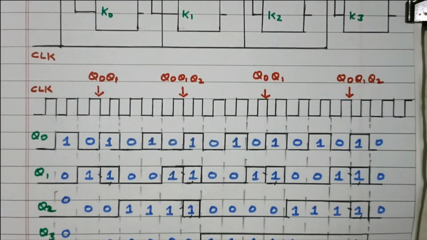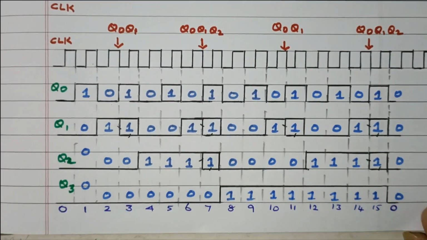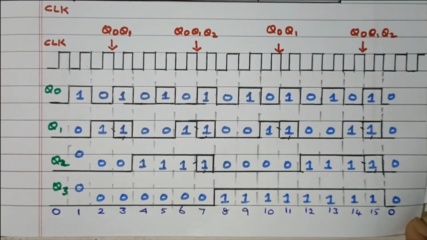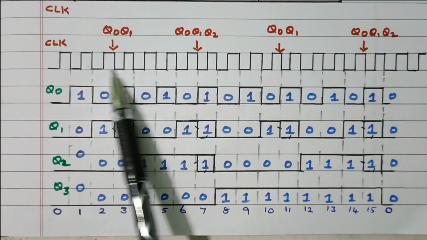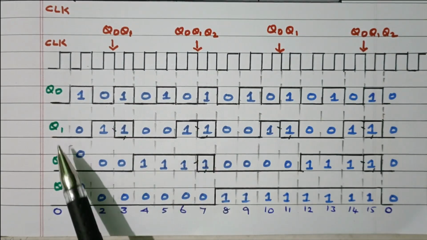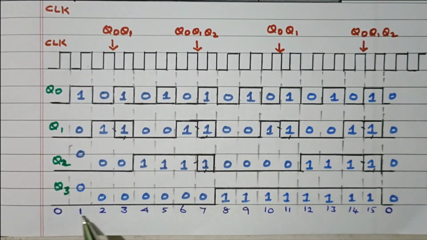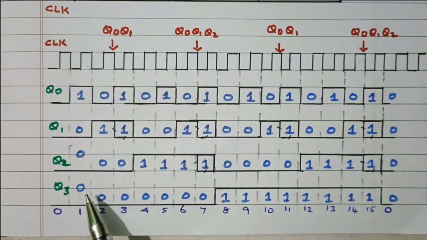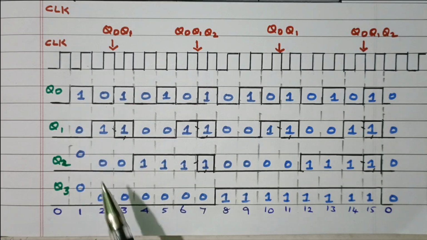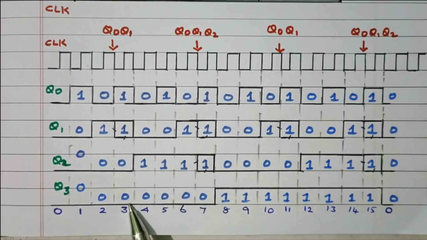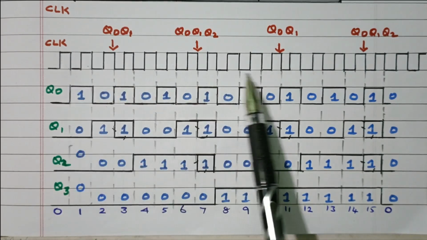Now we'll see the clock diagram. Based on our connection, we'll see how we are getting these 16 combinations of output. So this is the clock pulse available. This is the output of Q0, Q1, Q2 and Q3. These are the states. 16 different states are available: 0, 0, 0, 0, then 0, 0, 0, 1, then 0, 0, 1, 0, then 0, 0, 1, 1, like that. This is MSB and LSB. So this is the clock pulse.